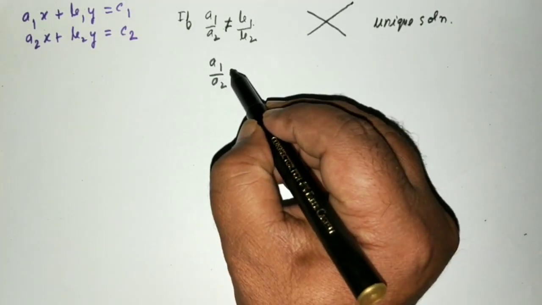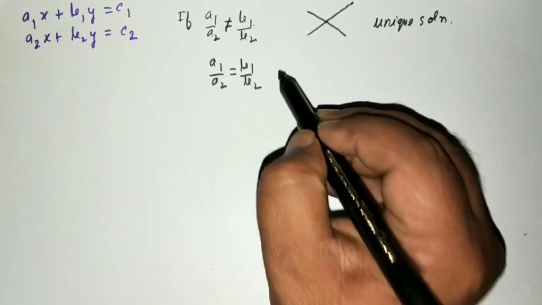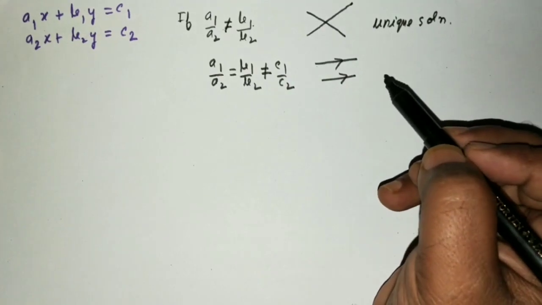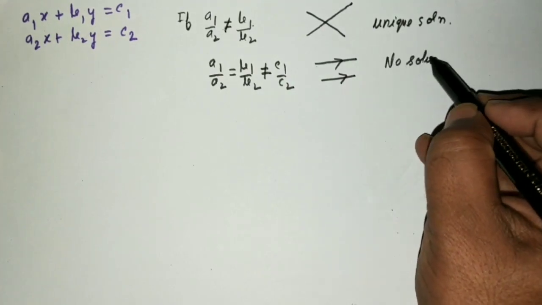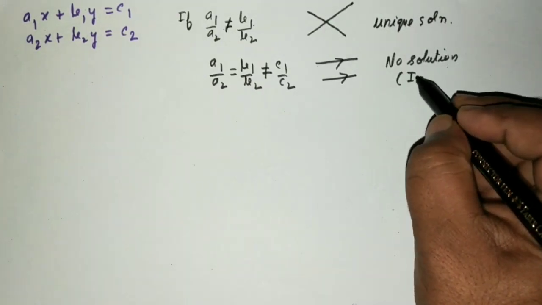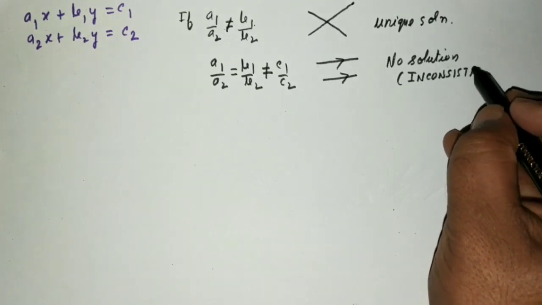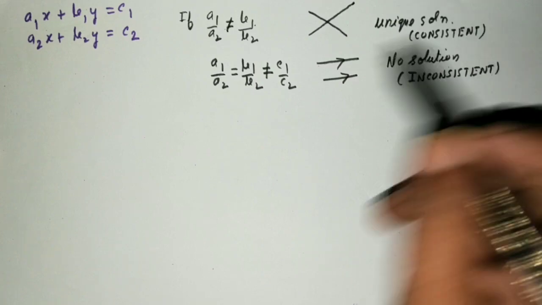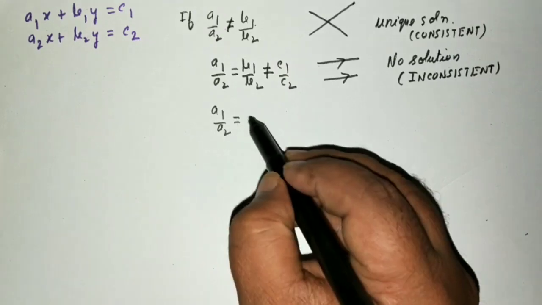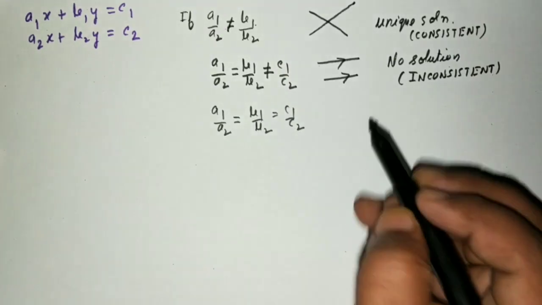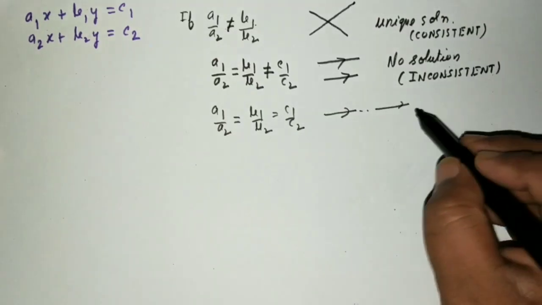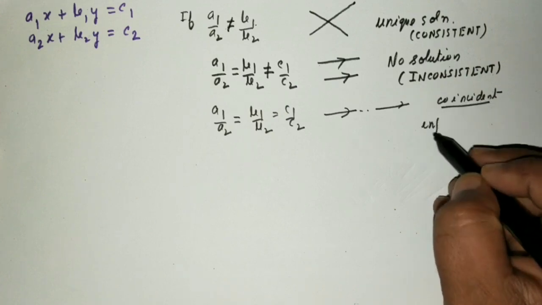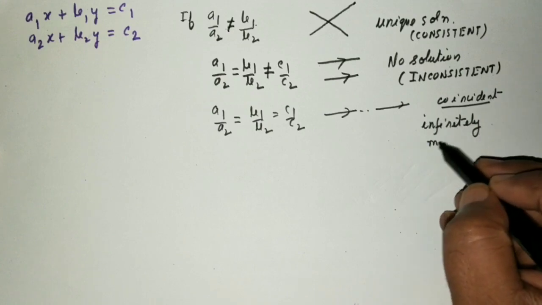If A1 by A2 is equal to B1 by B2 is not equal to C1 by C2, here the two lines are parallel to each other but they do not intersect. Here we say no solution. Now this is called inconsistent. And here it is consistent. And the third case is when A1 by A2 is equal to B1 by B2 is equal to C1 by C2. This is a condition when the two lines are coincident lines. That is infinitely many solutions.